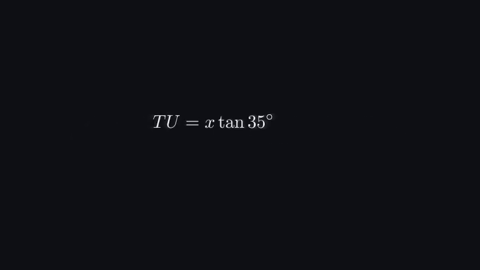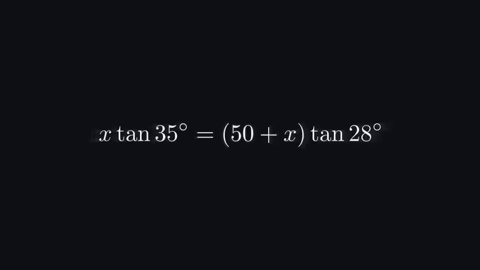TU equals x tan of 35 degrees. TU equals 50 plus x tan of 28 degrees. Both expressions are equal to the same height, TU. Therefore, we set them equal. This is the main equation we solve to find x. x tan of 35 degrees equals 50 plus x tan of 28 degrees.